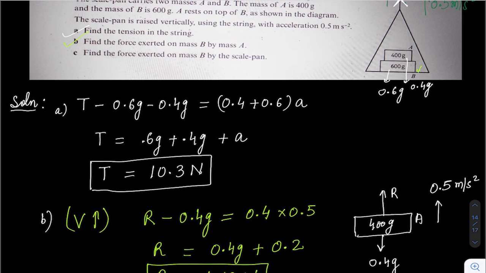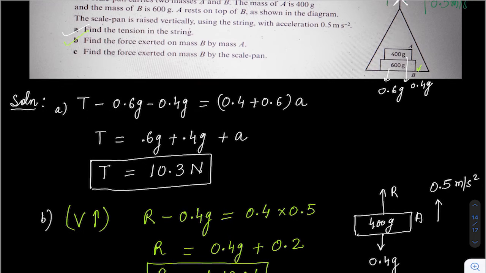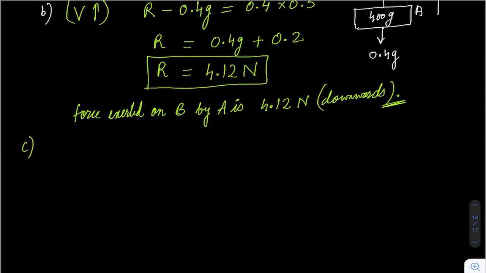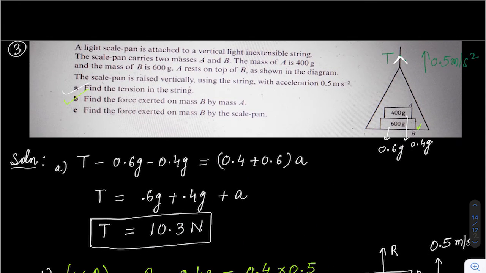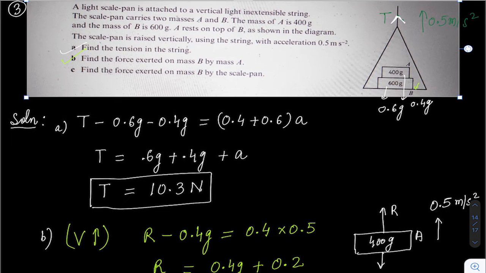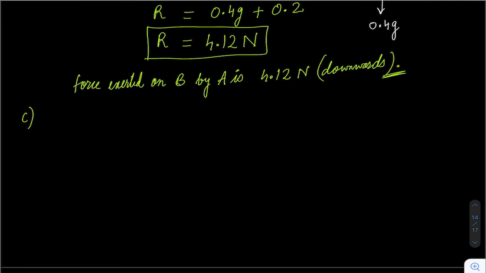Okay, so let's do the third part: the force exerted on mass B by the scale pan. Again, same thing. Whatever force is exerted on mass B by the scale pan, the opposite force is exerted by mass B on the scale pan. They are equal and opposite. That's Newton's law, so let's use that, because that will make our life very easy.